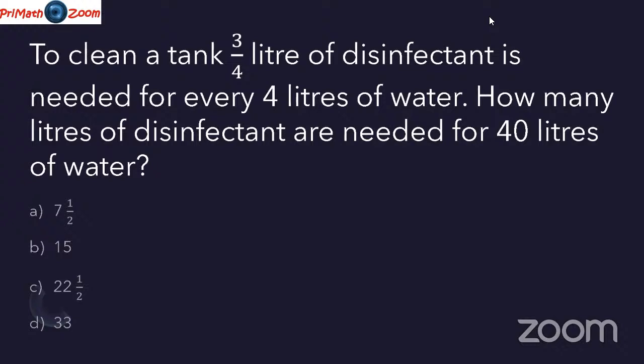Now, yes, some of you would have seen these questions, but I am more looking for the justification. Because if the ministry sets the paper and gives you one question like this, not the same question, but one like this, will you be able to answer it? So let's think about this as a practical situation. We're going to clean a tank, and we need 3/4 liter of disinfectant to clean every 4 liters of water. How many liters of disinfectant are needed for 40 liters of water?